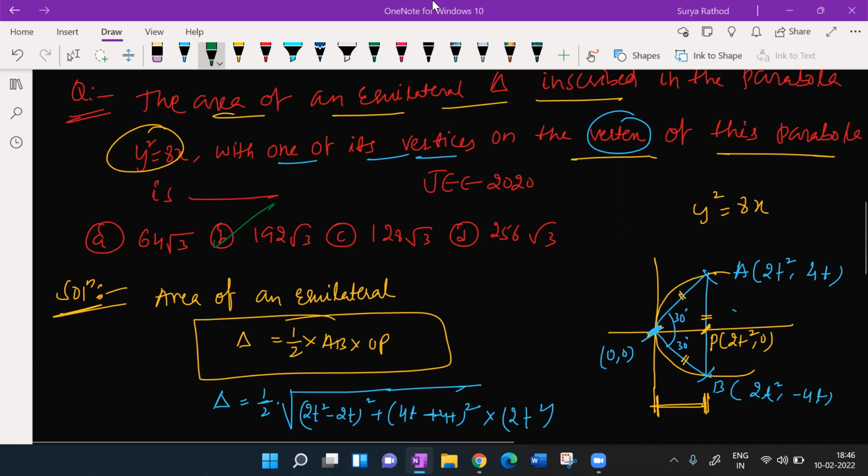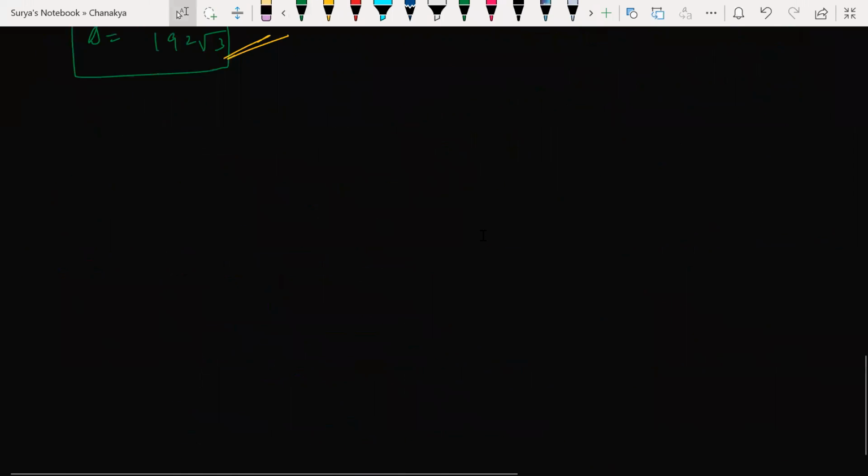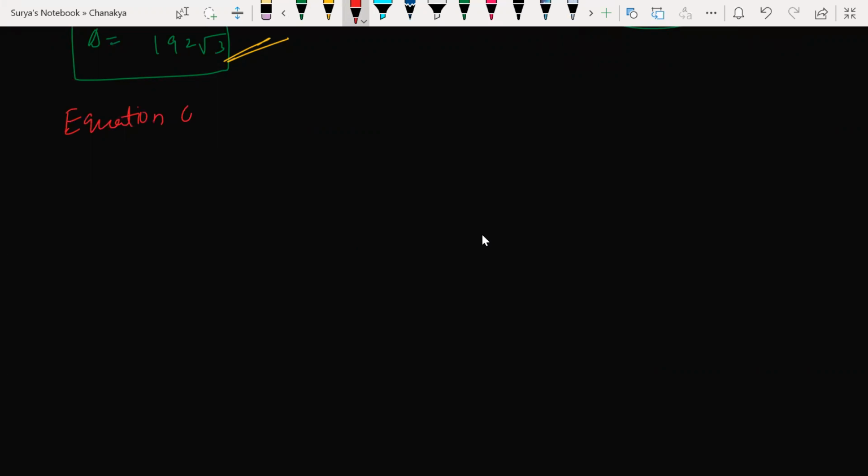Okay, so now we'll talk about the equation of tangent to the parabola. The concept is the equation of tangent to the parabola in different forms.